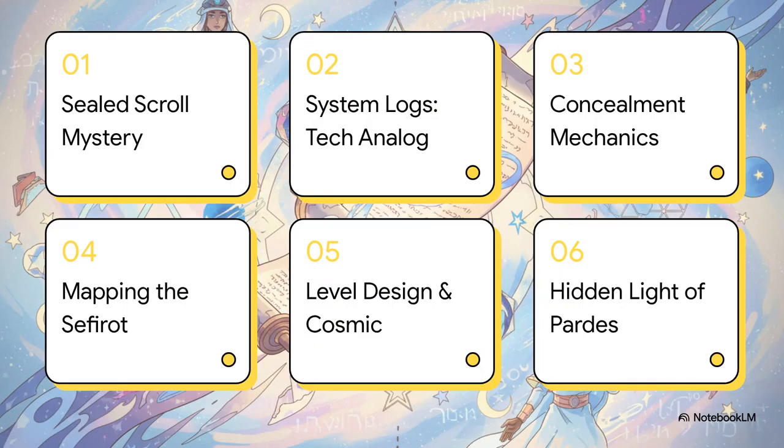So here is our system diagnostics menu for today. We're covering 1. The sealed scroll mystery. 2. System logs, the tech analogy. 3. Mechanics of concealment. 4. Mapping the Sephirotic network. 5. Level design and cosmic engineering. And finally, 6. The hidden light of the Pardes.